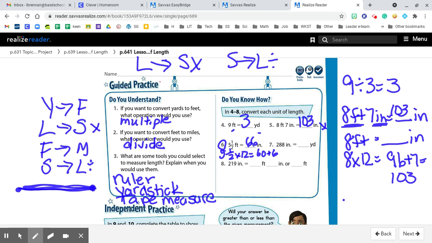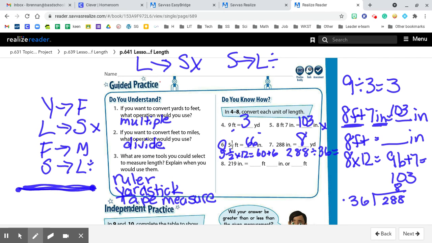Number 7, 288 inches. We're going from smaller to larger. So we're going to divide. We're going to divide 288, the number of inches, by the number of inches in a yard. How many inches are in a yard? 36. So we're going to do 288 divided by 36. And when we do that, it's going to be a nice even number. It's actually 8.